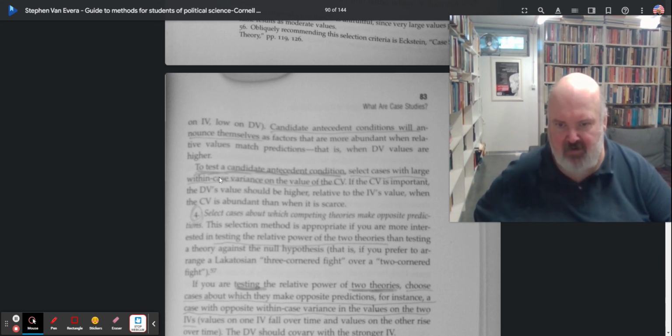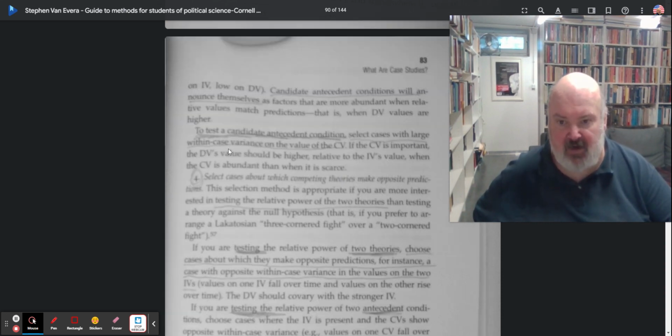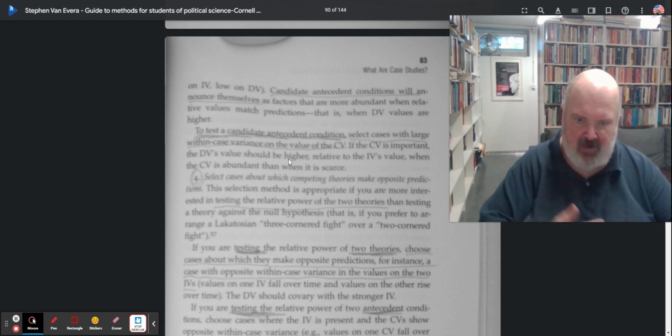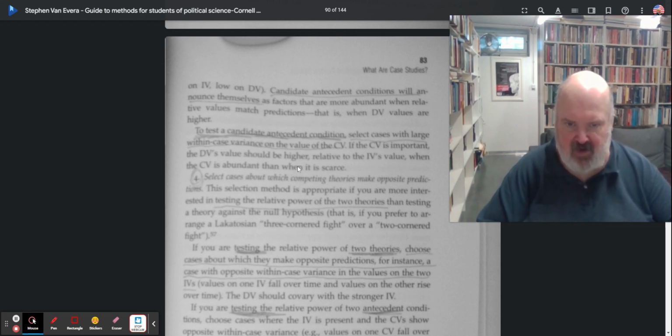DV values are higher. To test a candidate antecedent condition, select cases with large within-case variance on the value of the conditional variable. If the conditional variable is important, the DV value should be higher. Okay, if it's important, therefore the DV value should be higher relative to the IV value when the CV is abundant than when it is scarce.